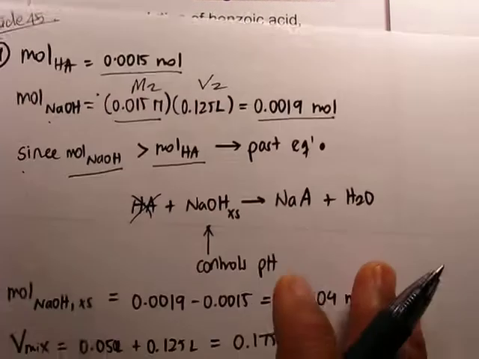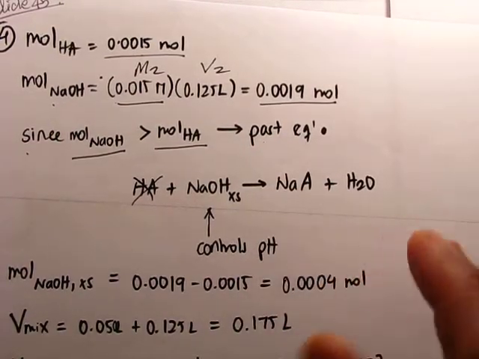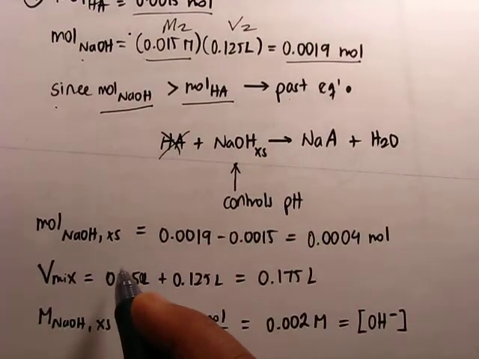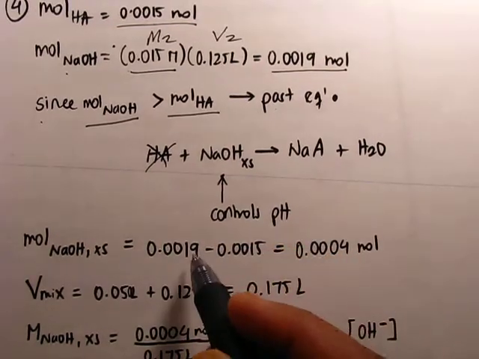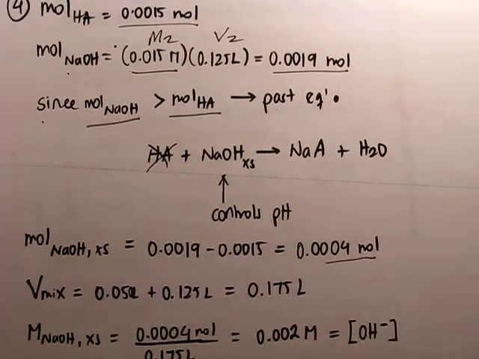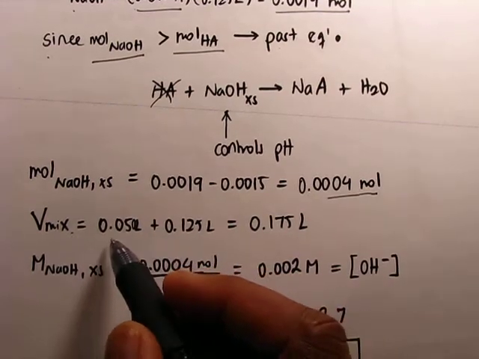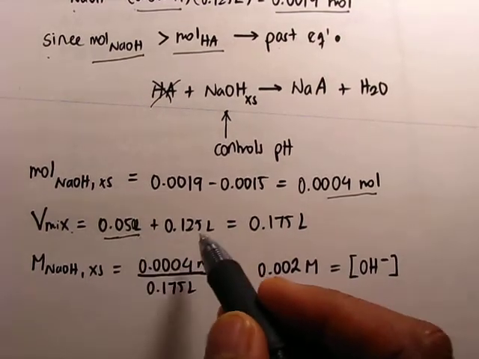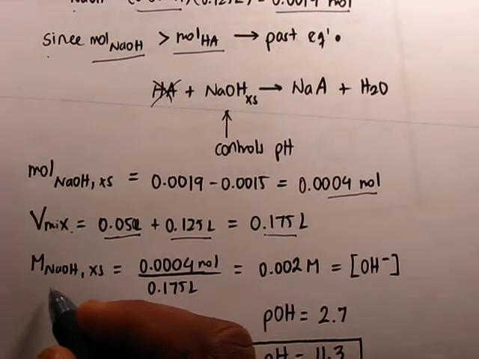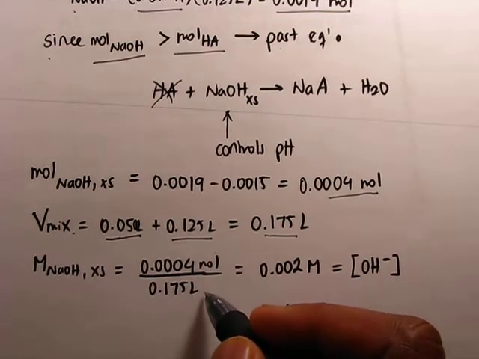If we pass the equivalence point, we are in NaOH excess, and we have to find out how much NaOH excess there is. How can we find that out? Basically we have to subtract the moles of NaOH minus the moles of acid. This is the moles of NaOH we have, and the total volume is how much we added. The initial volume of acid was this much, this much NaOH was added, and this is the total volume. Now we can find the molarity. Molarity of excess NaOH will be the number of moles divided by the volume in liters.